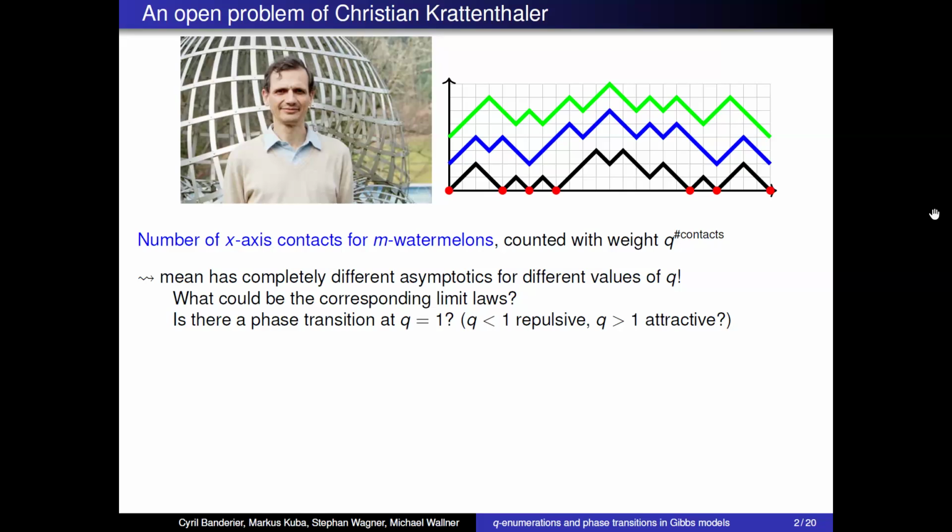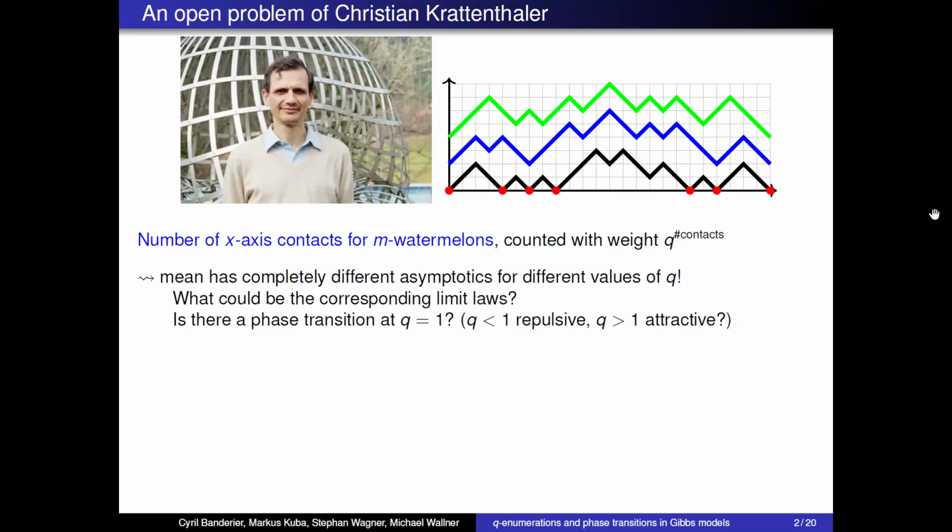And so, a question, or observation by Christian, was that the asymptotics of these objects were completely different depending on the value of q. For sure, you can feel it a little bit already, because if q is 0, so q to the number of contacts, if you have a lot of contacts, the weights of the objects with many contacts will be almost 0. So q equals 0 means you forbid the contacts, more or less. And if q is small, you almost forbid the contacts. On the contrary, if q is large, then you give a big weight to those objects having a lot of contacts. So it could be expected that between q smaller than 1 and q larger than 1, there will be a different behavior.